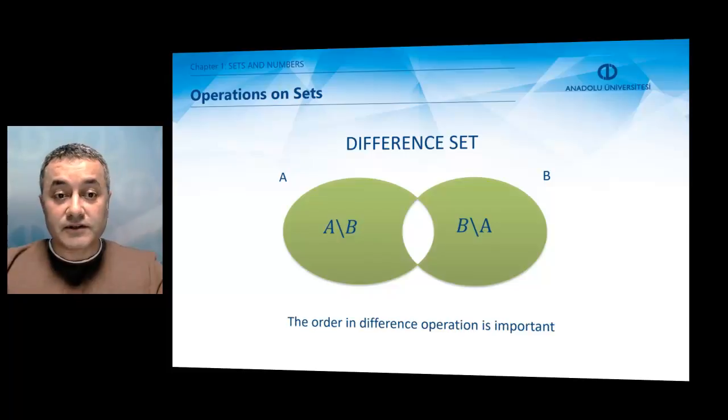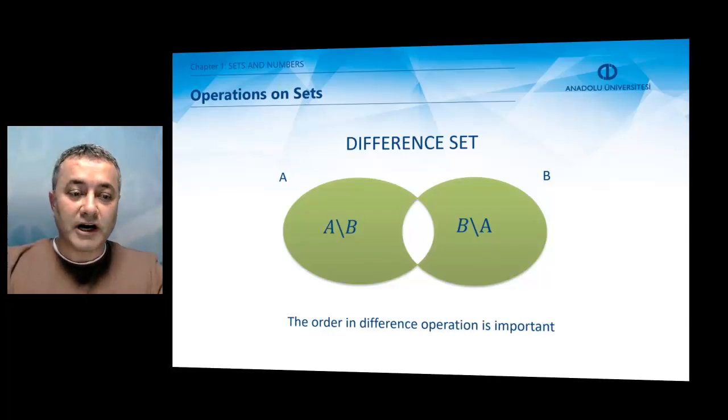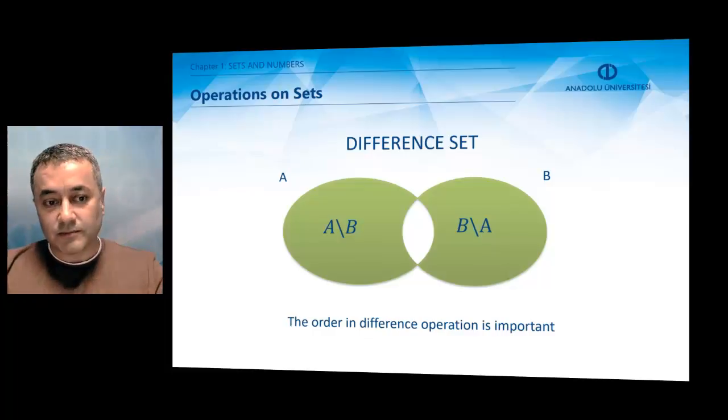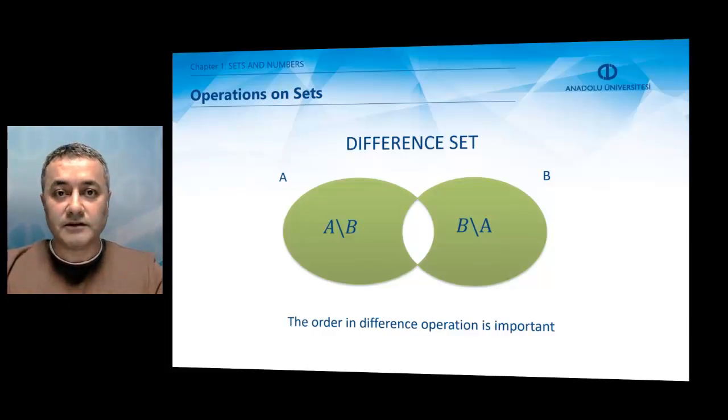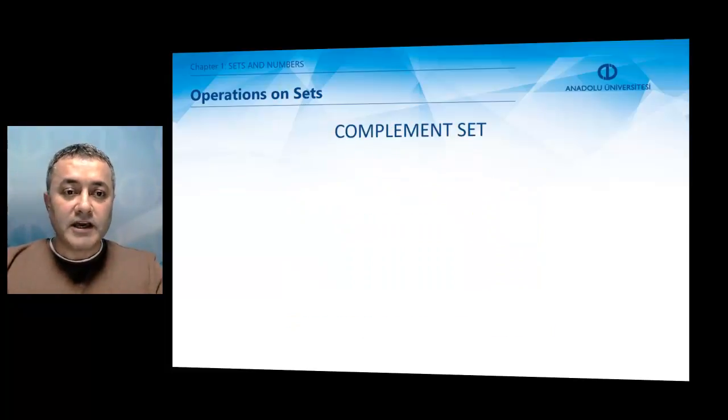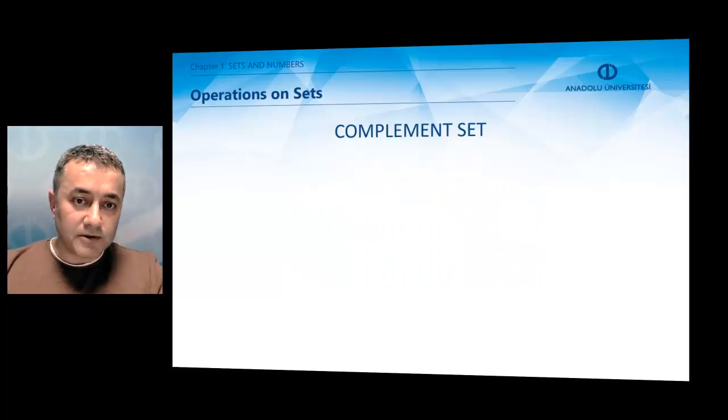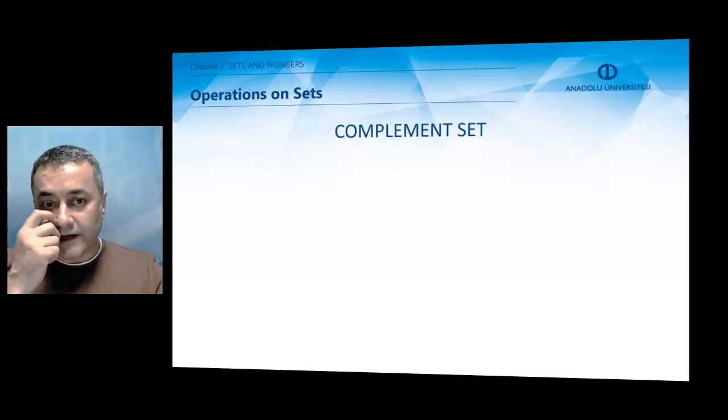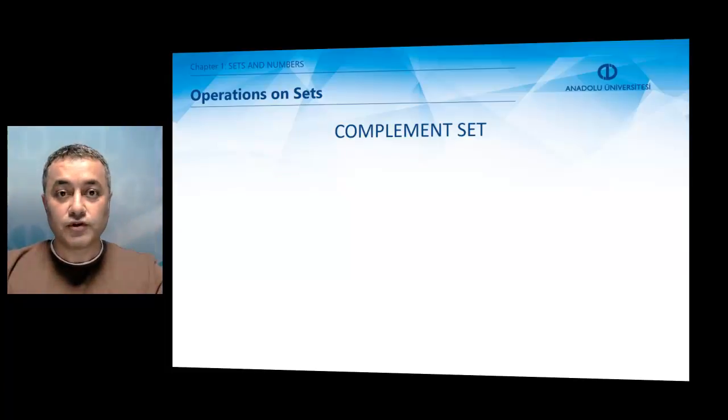Now, in the difference of sets, the order of difference is important. So whether we are subtracting B from A or A from B is very important, as we will see in an example shortly. Now we have another new set, which is the complement of a set. And in order to define this notion, we need a new concept called the universal set.